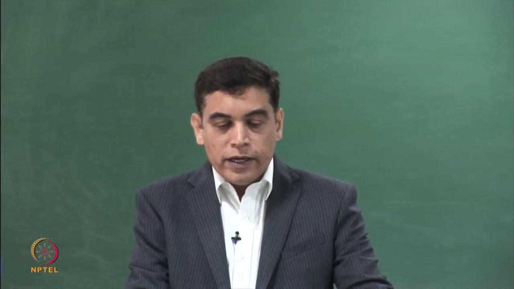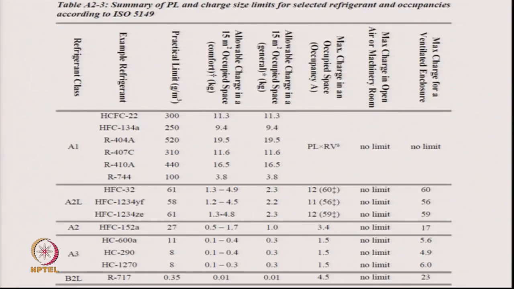So now let's look at A2L. R32 or HFC-32, and what does it mean? Practical charge limit, which is in grams per meter cube, is 61. What is the allowable charge in an occupied space? So 15 square meters of occupied space, what is the permissible charge? And you can see that drop from R22 11.3 kg, it comes to 1.3 to 4.9 kg.